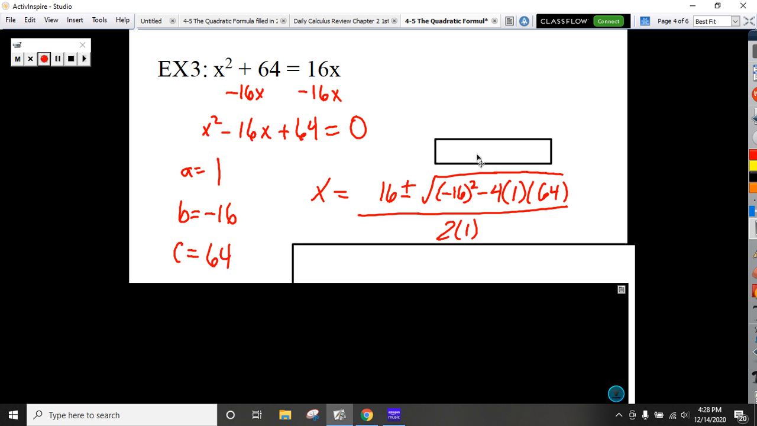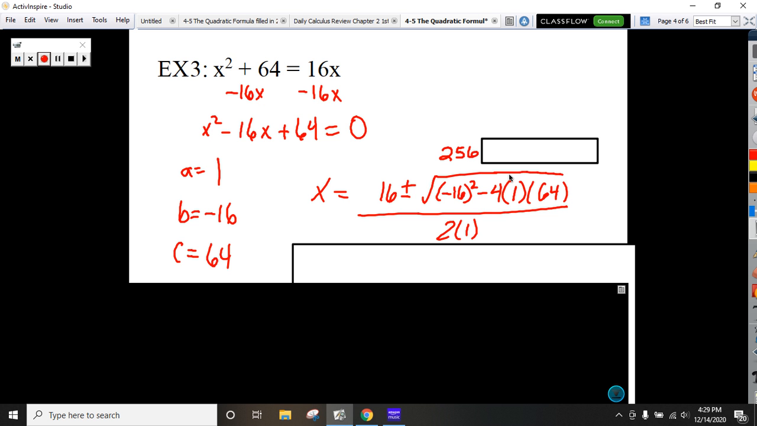So -16 squared is 256. Now, do make sure whenever you square a negative, it should always become a positive. So be careful, because sometimes the calculator doesn't square the negative, but this number you get here from the b squared portion should always be positive. So if you get something that's negative, that means the calculator didn't do it right.